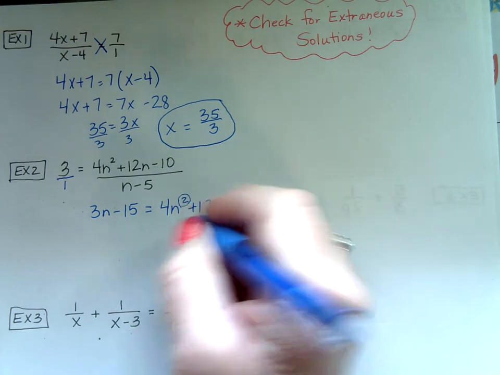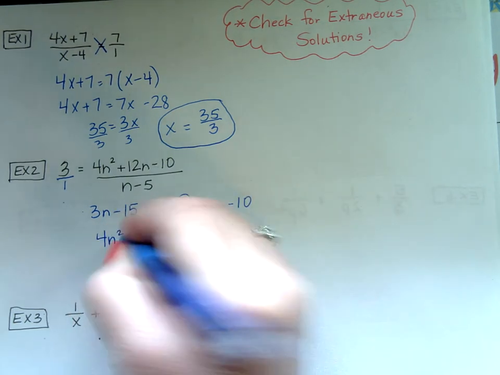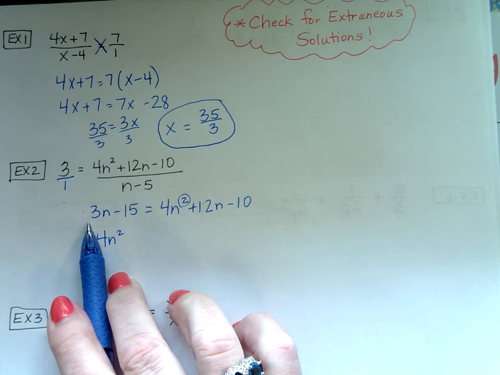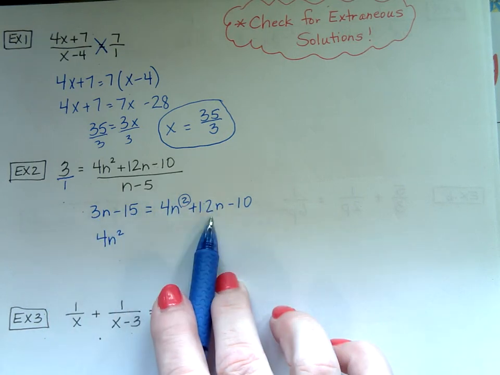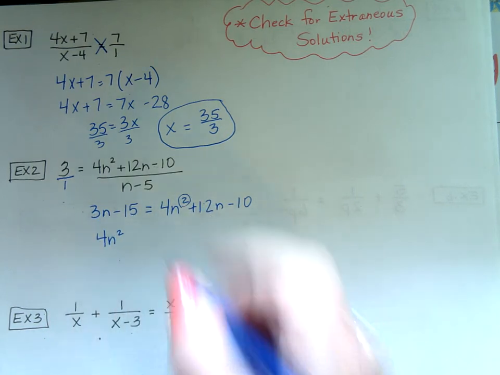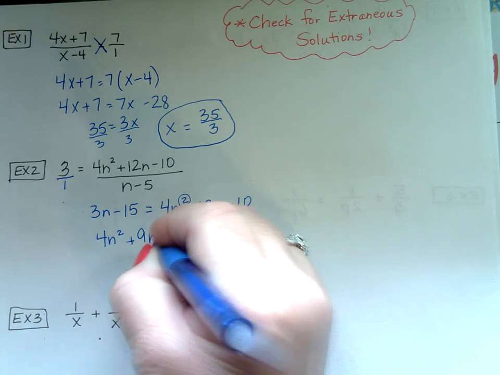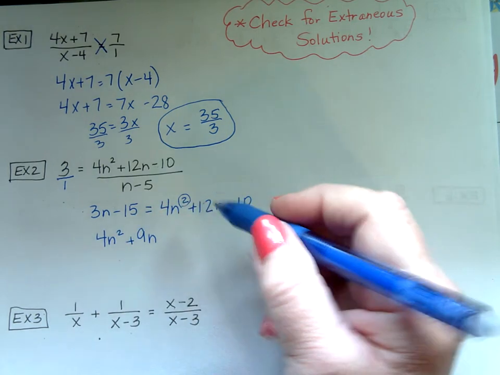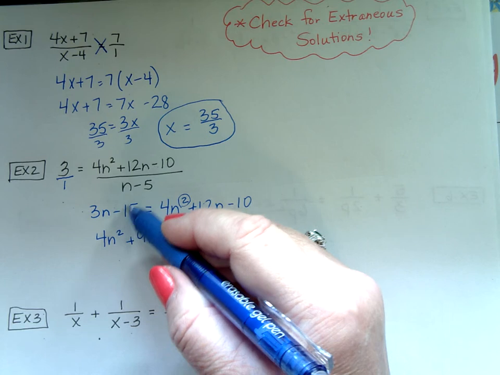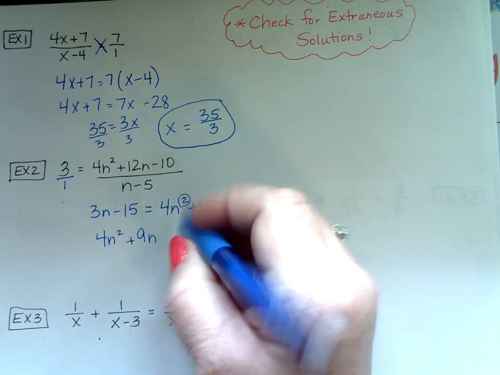If I bring everybody to the right, I'll have a 4n squared. Negative 3n when I bring it over here. 12 minus 3 is 9. Plus 9n. And then take 15, it's negative, bring it over here, it's going to be positive, so I have plus 5.